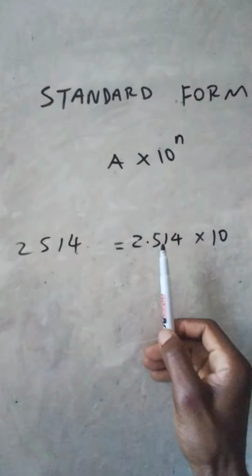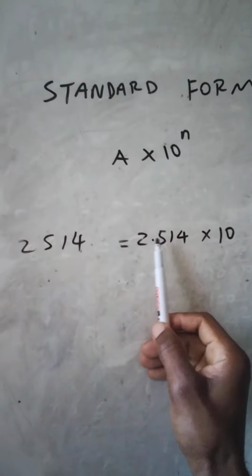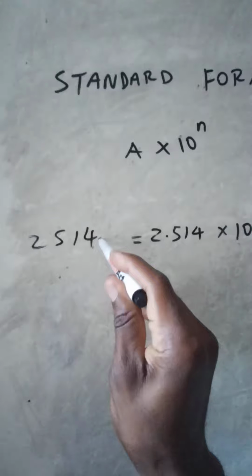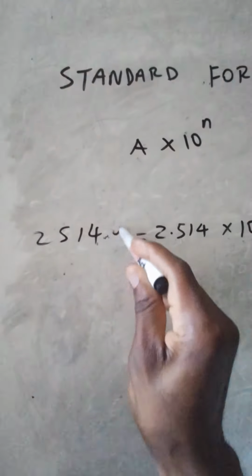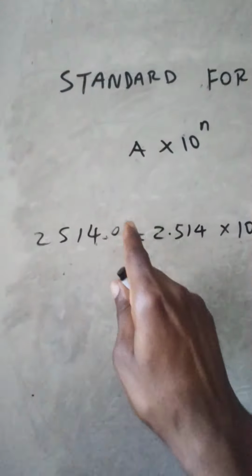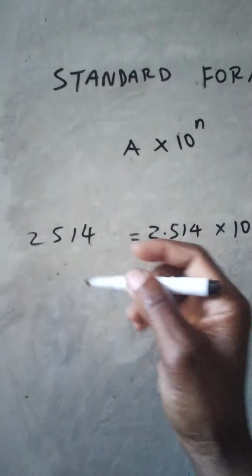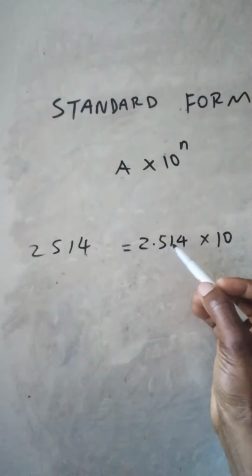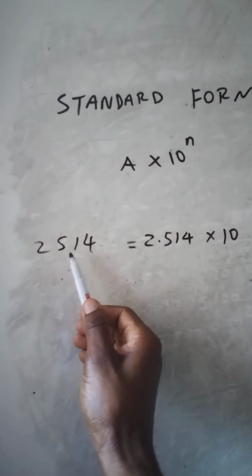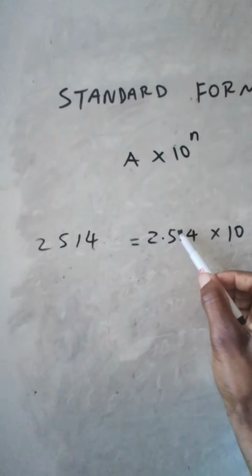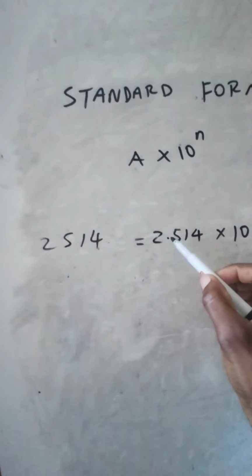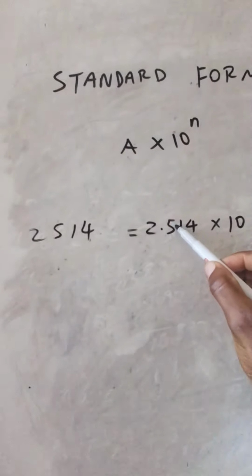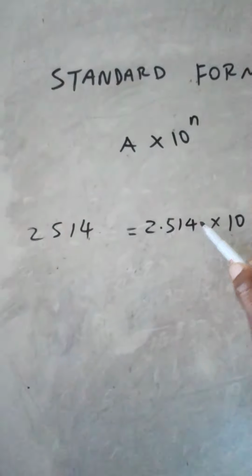So you're here now, 2.514. Remember, every whole number has a point at the end, whether it is written there or not. There's always a point at the end, but it's just not written there. So this 2.514, now we're going to carry it back to the original number. We're going to go 1, 2, 3. So what I'm doing is just skipping each digit. So 1, 2, 3. So the point is here.